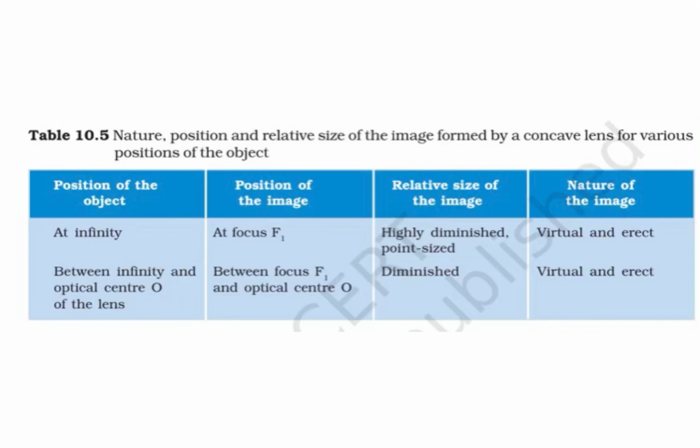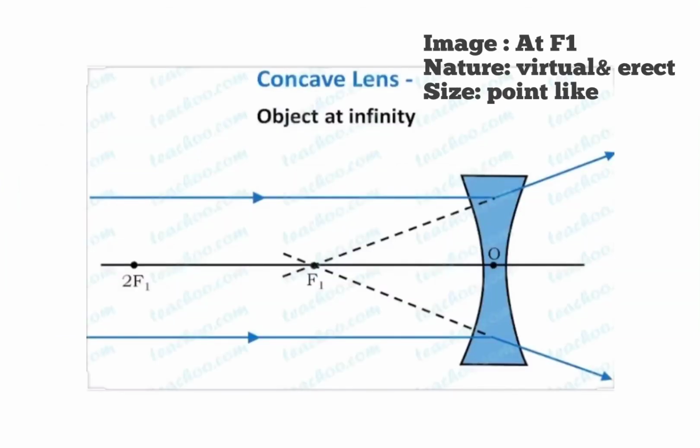Now students, here only two cases are there, because if you will keep the object anywhere between O and infinity, you will get the image as virtual and erect. Its size will be diminished and it will be obtained between O and F1. Now let us see how to draw the diagram for image formed by concave lens. So first of all, you have to draw the concave lens. This is optical center O. Keep in mind the distance between O and F should be equal to F1 and F2.